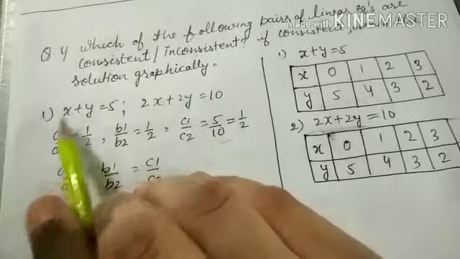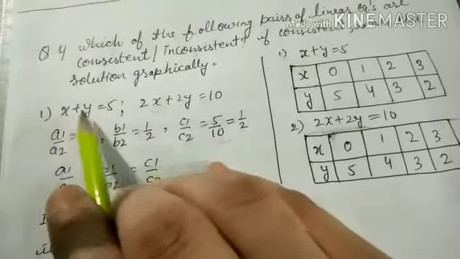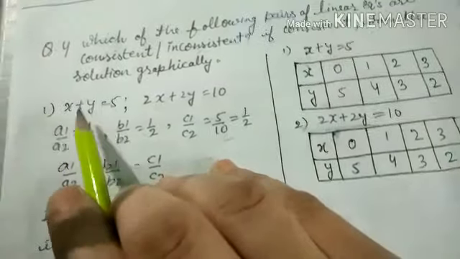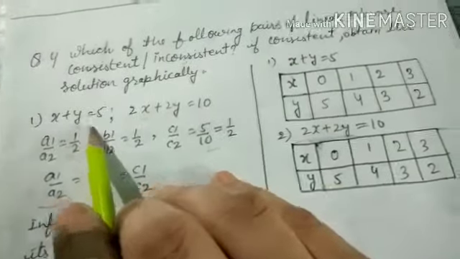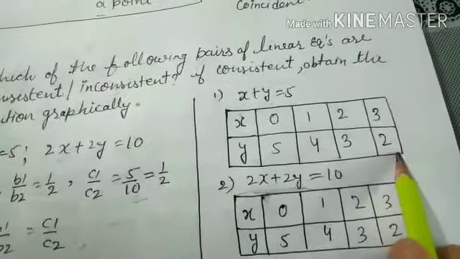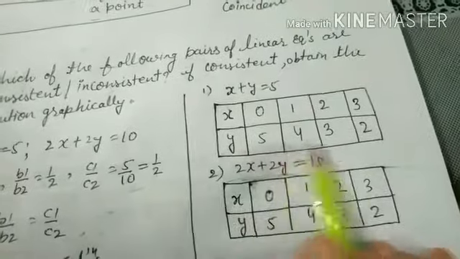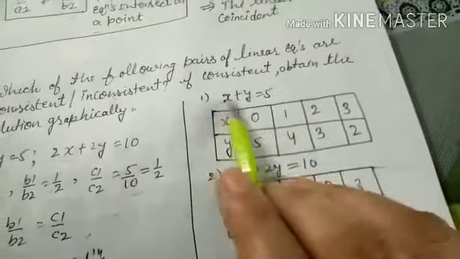If it is consistent, now we will plot the graph. To plot the graph, what will we do? We will find out the values of x and y individually. We will find lots of values. We will make a table as we made in the previous video also. So x plus y is equal to 5.